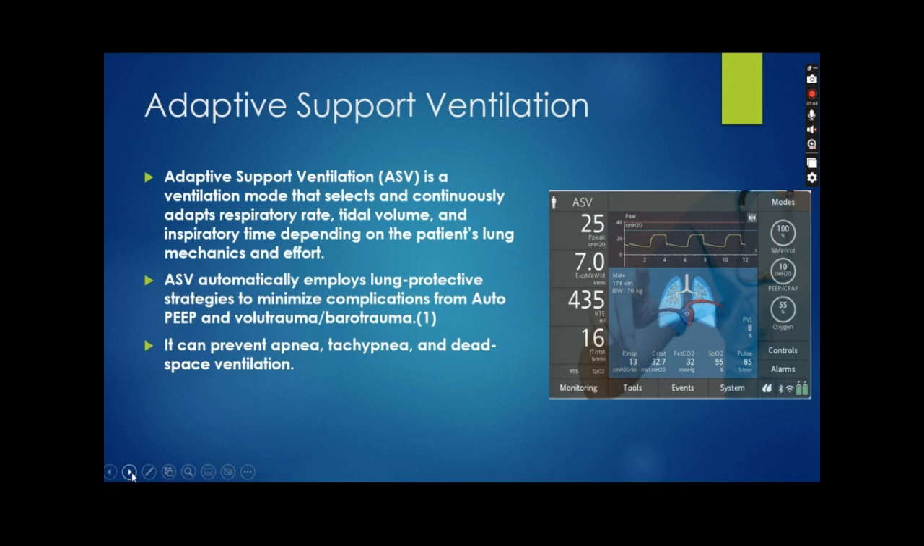One of the things I do want to point out early, as far as how it employs lung protective strategies, is that one of those strategies is setting a pressure limit. There is a pressure limit that you can set in this mode to limit that patient's inspiratory pressure.